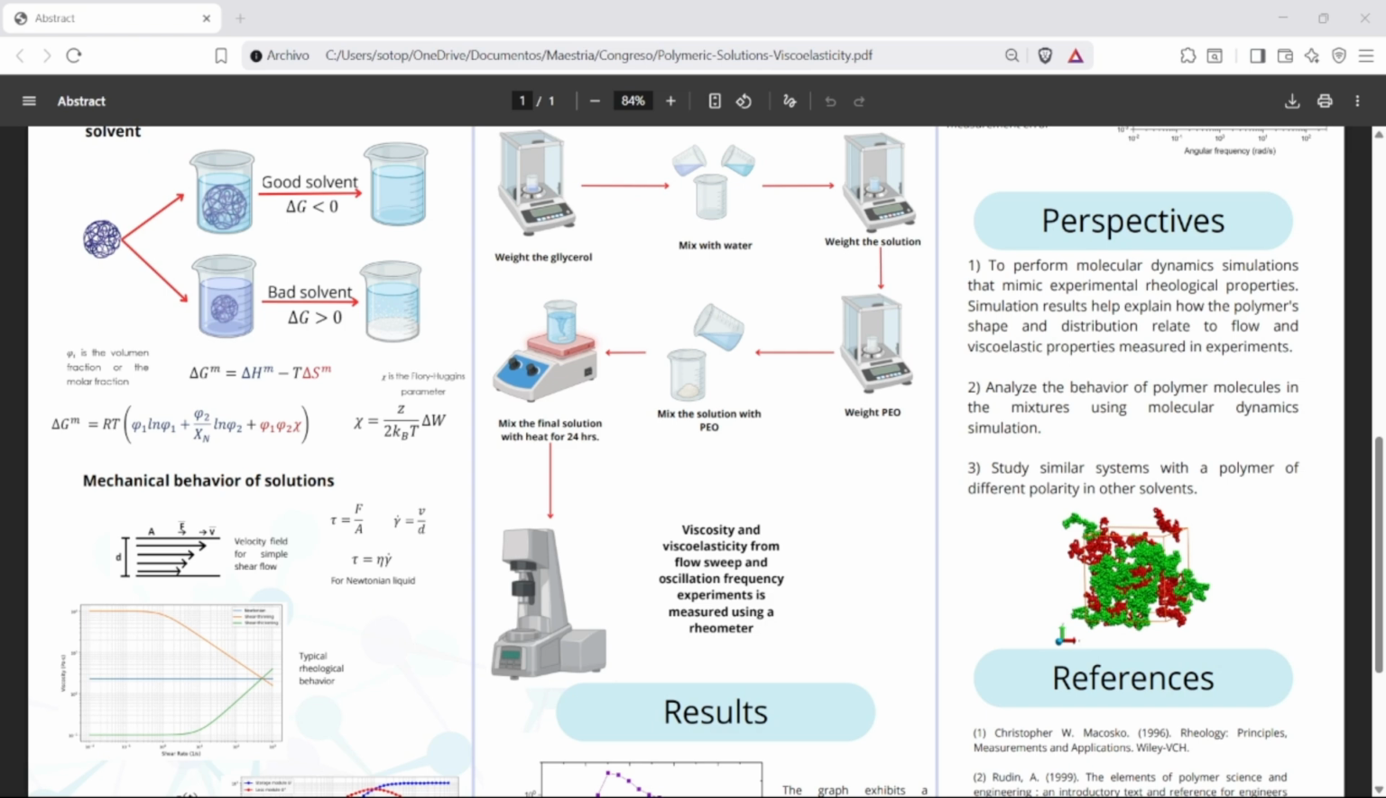This parameter depends on the coordination number, which is the number of neighboring molecules interacting with a given molecule, the interaction energy change, which is the difference between polymer-solvent interactions and solvent-solvent and polymer-polymer interactions, the Boltzmann constant, and the temperature.